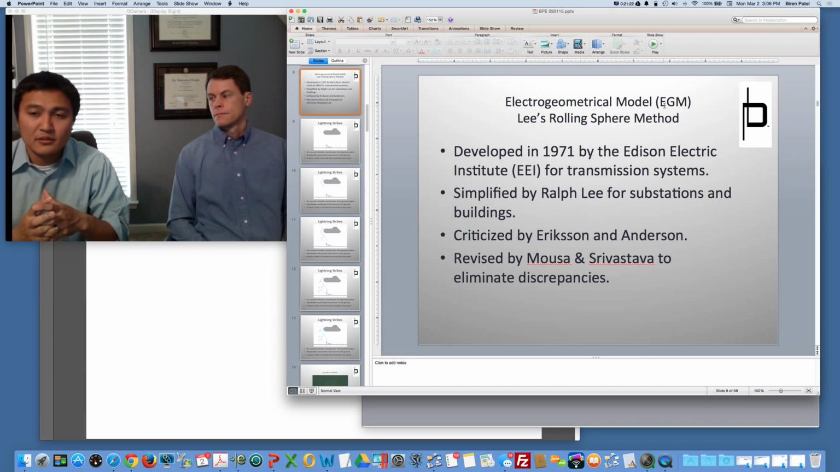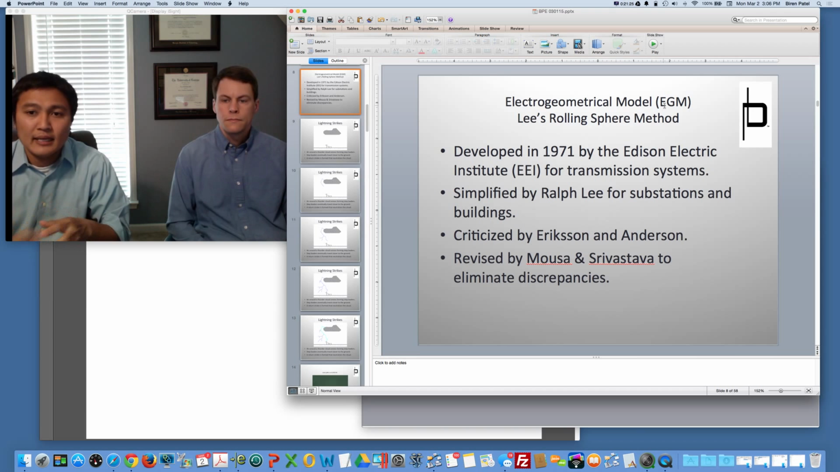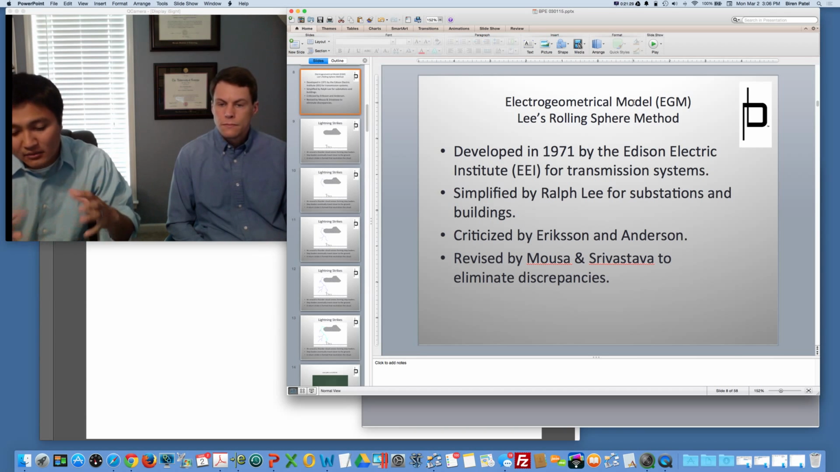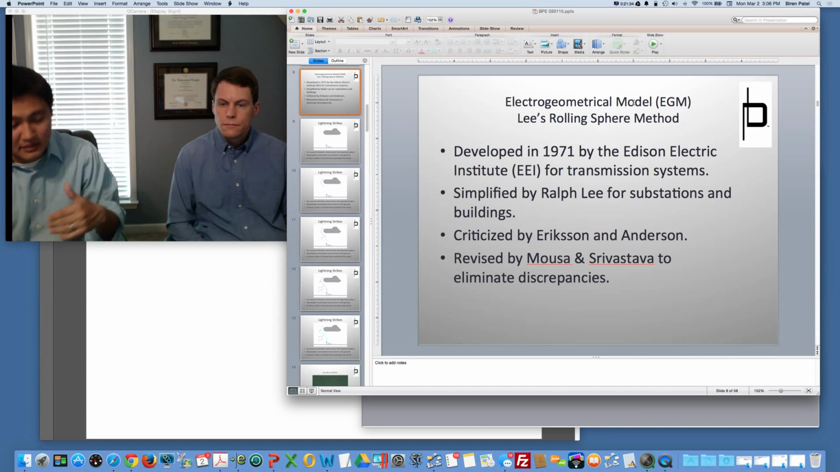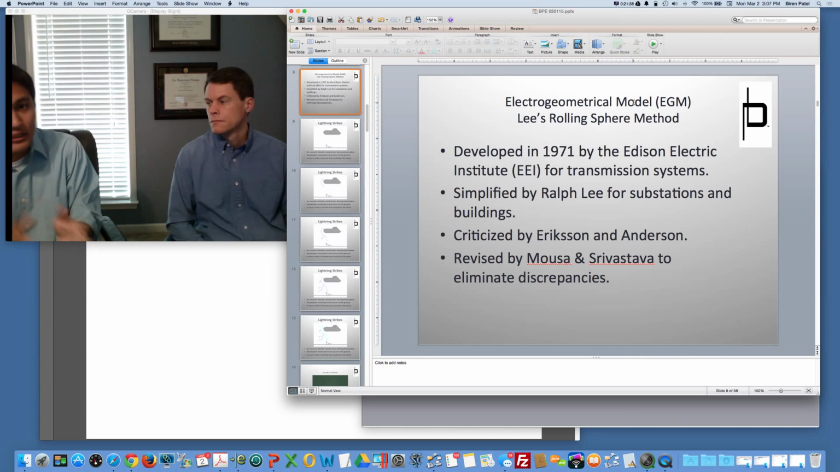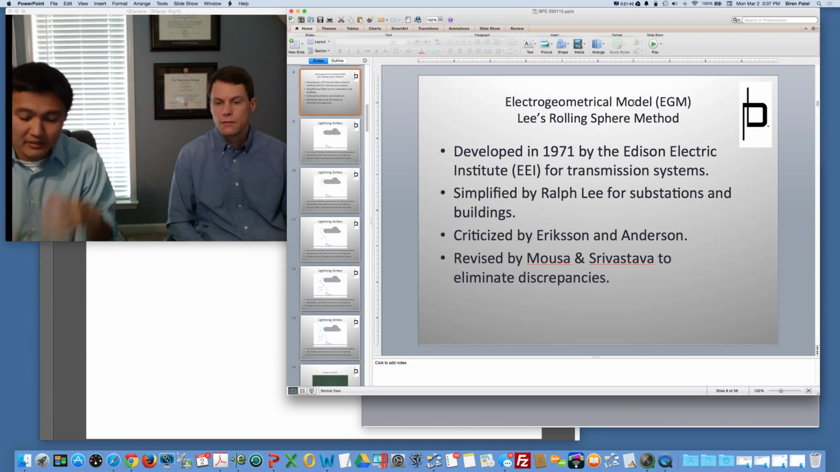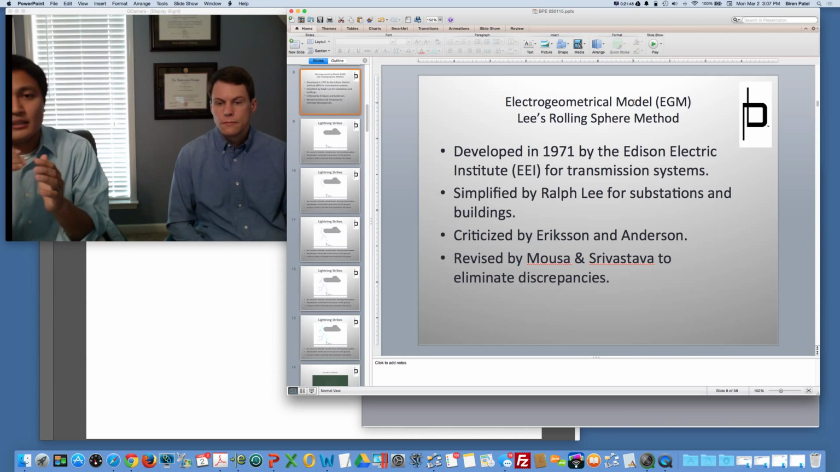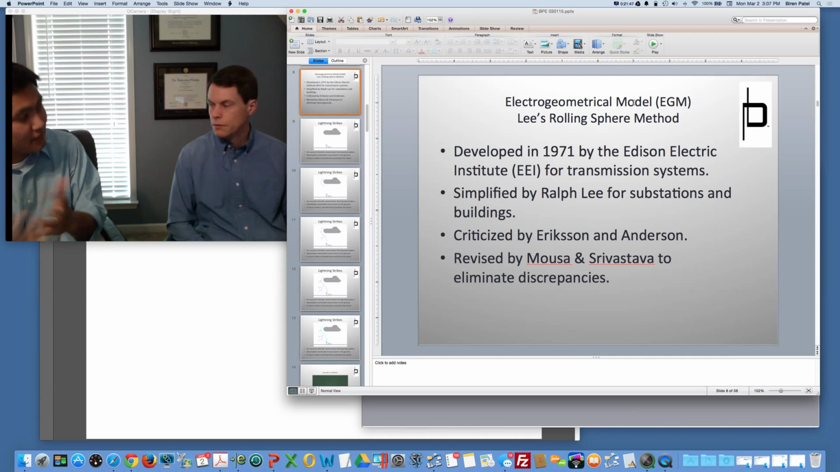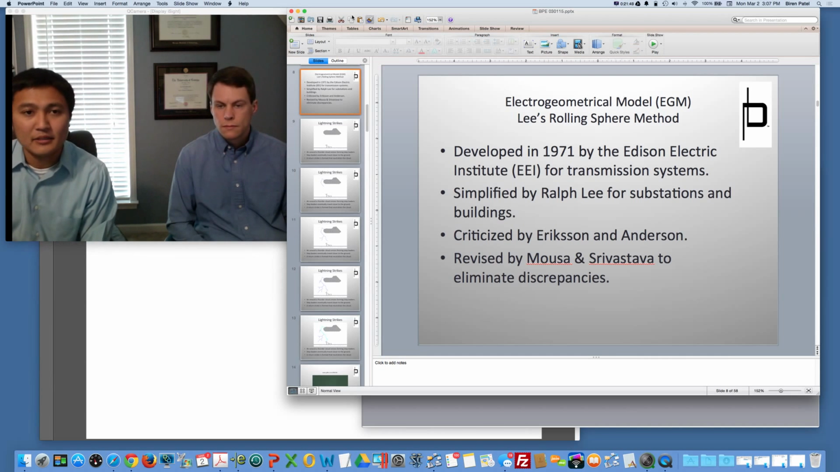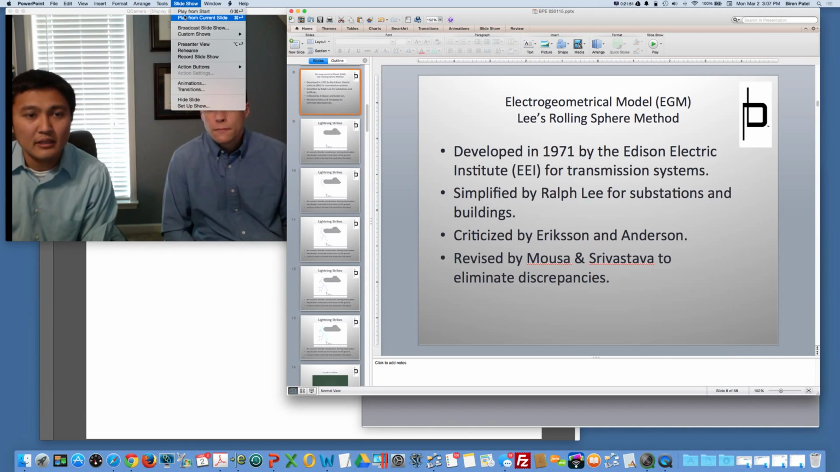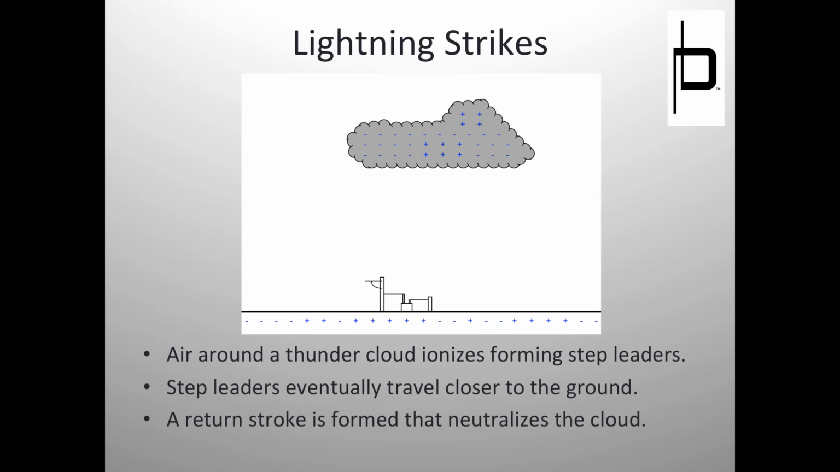It's based on geometry of a rolling sphere, and so the EGM method describes how lightning forms, and the rolling sphere method is another term that applies. The EGM, the electrogeometrical model. Right. So the rolling sphere method is a way to practically apply the EGM. Okay, for vocabulary. So, all right, let's get into what the EGM is.